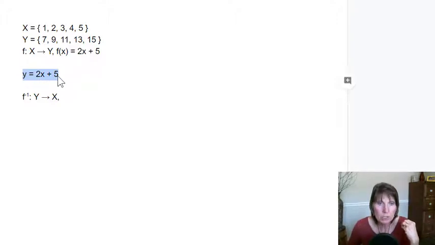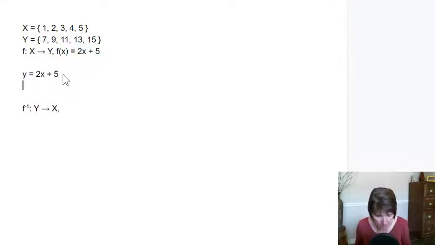Well, what we want to do is take that now and solve for x, right? The function already tells us that y equals this. Every time we put in a value for x, we get the y value. So now we want to solve for x. The first thing I'm going to do is swap sides: 2x plus 5 equals y. And now I want to solve for x.